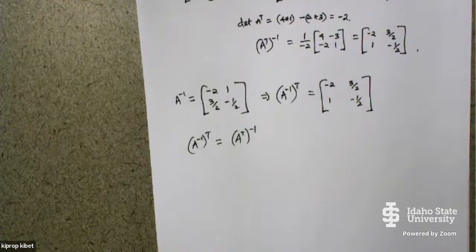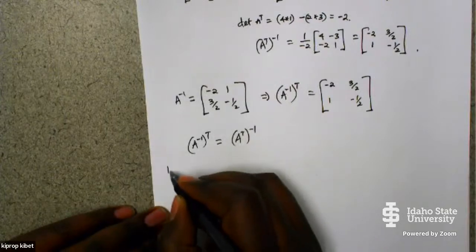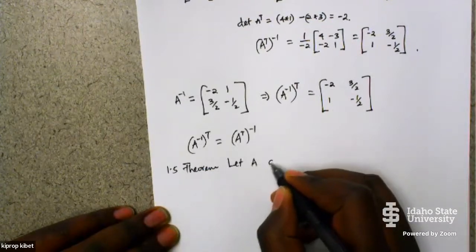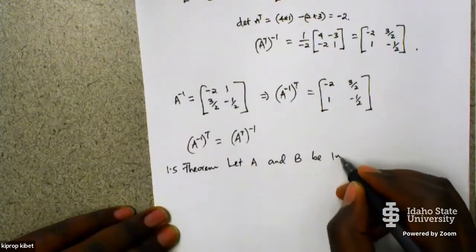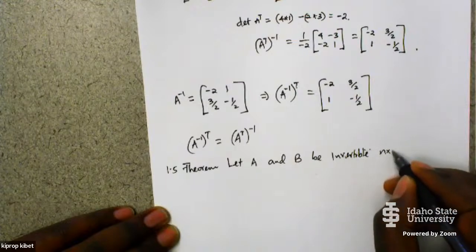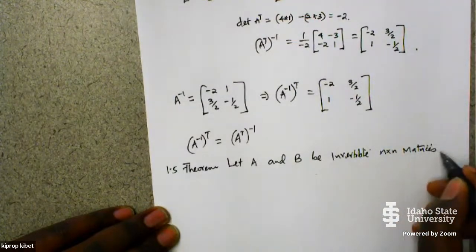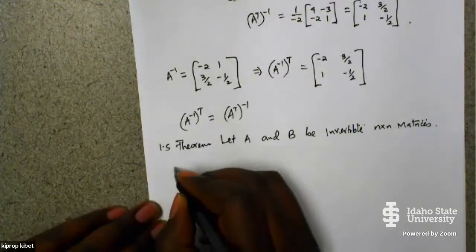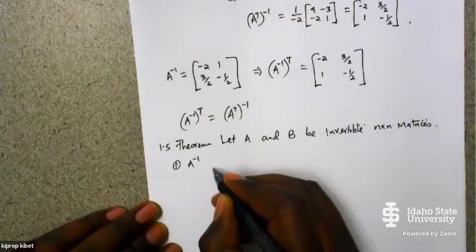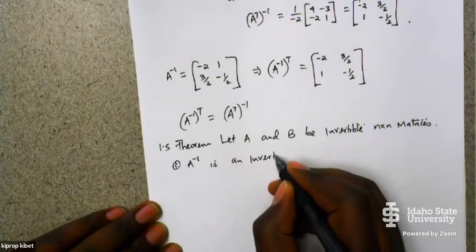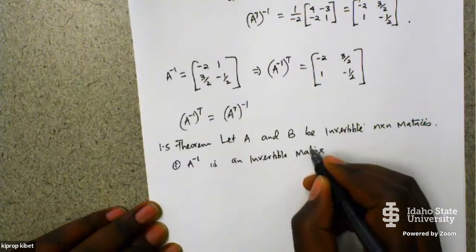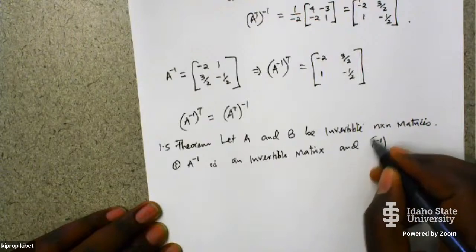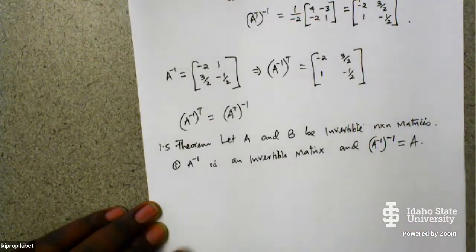Now, this will bring us to the theorems here, which is theorem 1.5. Let A and B be invertible n by n matrices. Now, number one, what we saw: A inverse is an invertible matrix, and the inverse of A inverse is A.